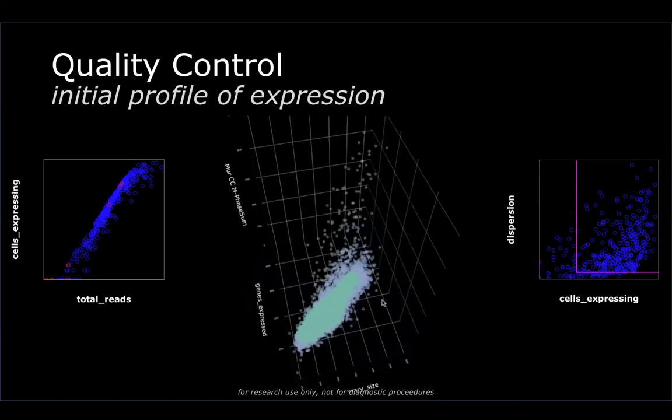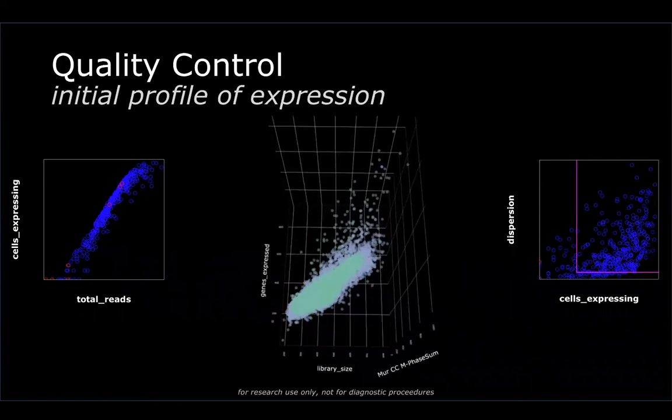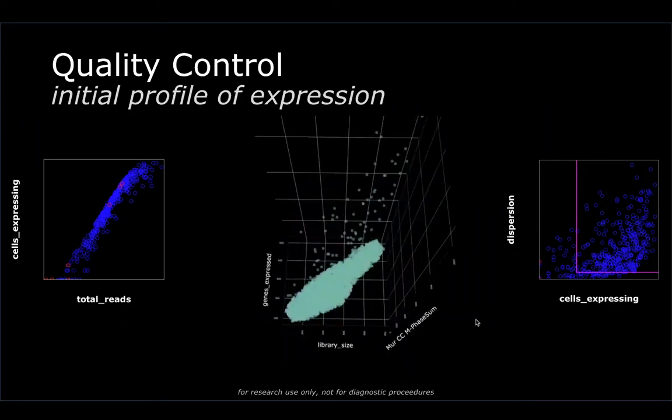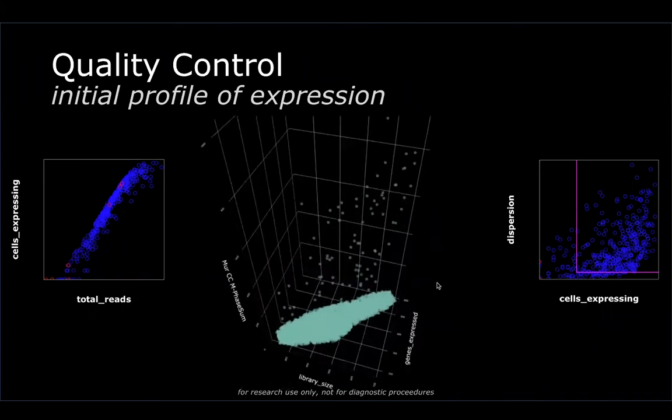And that's actually not all biology. It's mostly due to biasing in the sequencing. So we need to do something about that. We need to normalize the counts, or the library size, per cell. We'll see a little bit more of that in a moment.